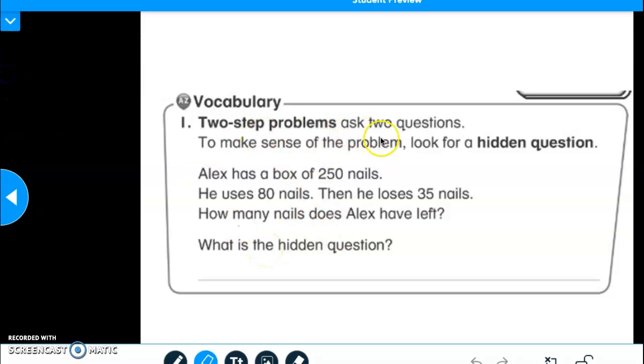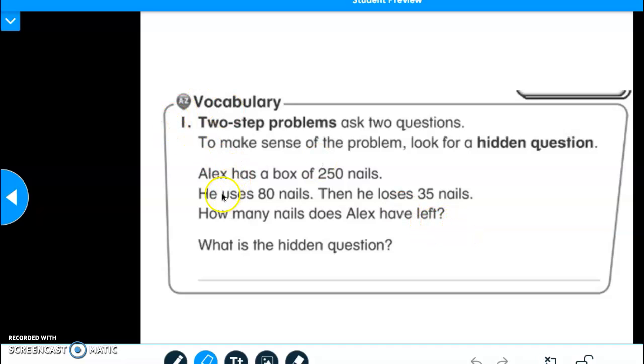So two-step problems ask two questions. We've done these before. To make sense of the problem, we've got to look for the hidden question. Alex has a box of 250 nails. He uses 80 nails. Then he loses 35 nails. How many nails does Alex have left?